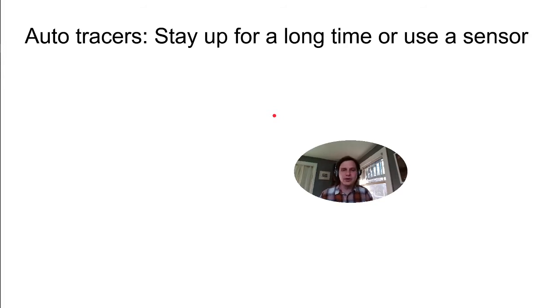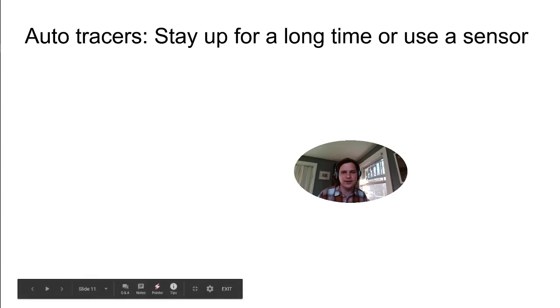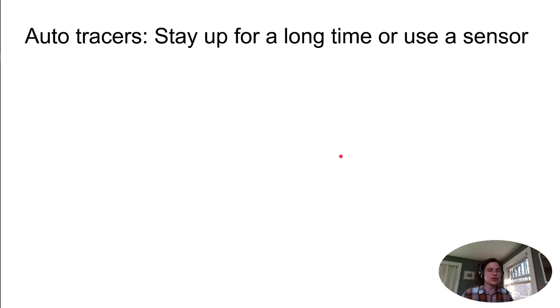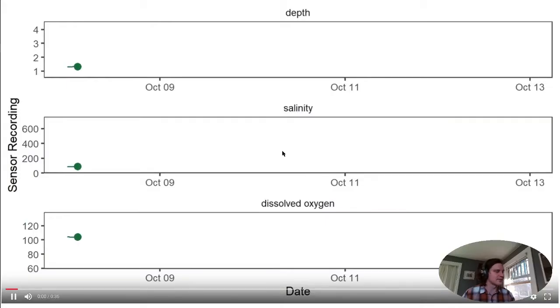So similar to the tracer idea, you can also use what I jokingly here called auto tracers, or you can stay up for a long time or use a sensor. And so this is the idea that if there's something in the system that's adding gas at a known rate, and then all of a sudden that process gets shut off, like let's say photosynthesis, then we can go ahead and use that change in dissolved oxygen once photosynthesis shuts off, so once nighttime hits, to estimate the gas exchange velocity.